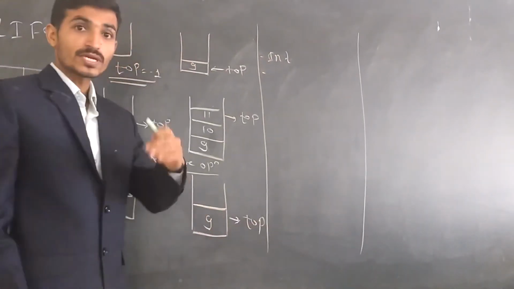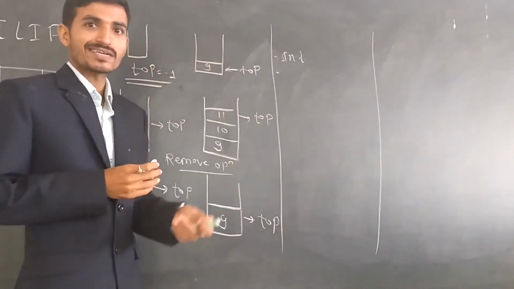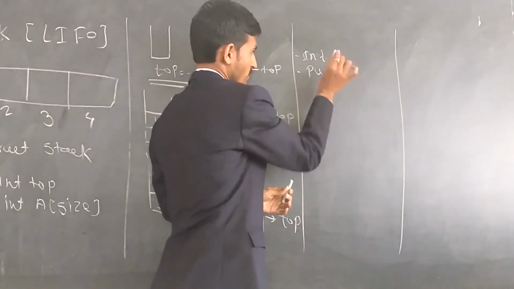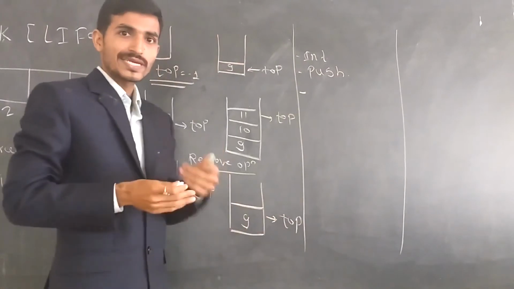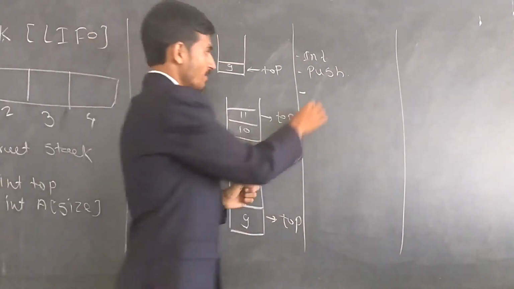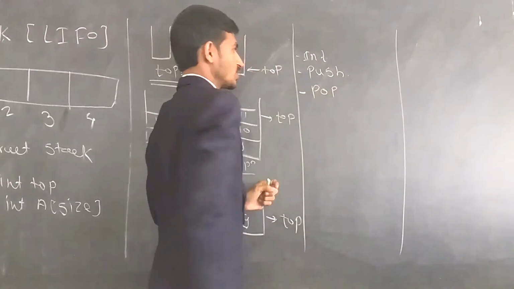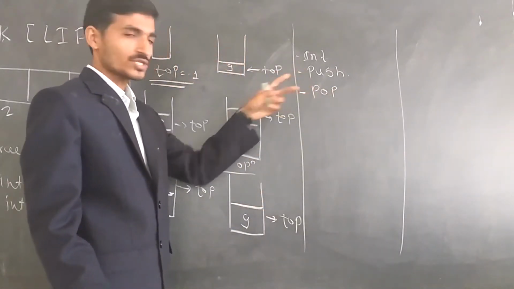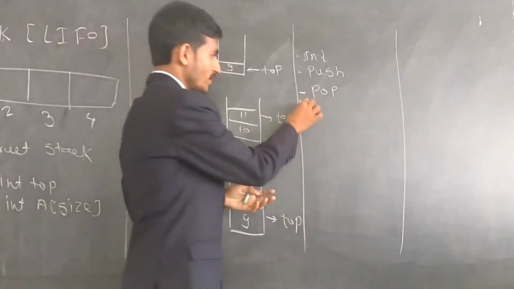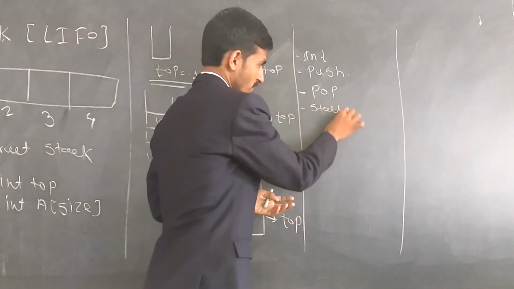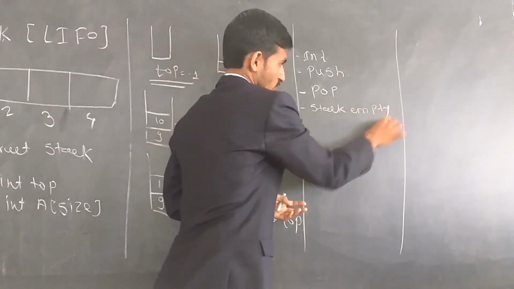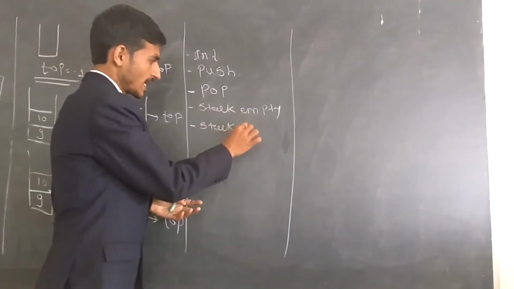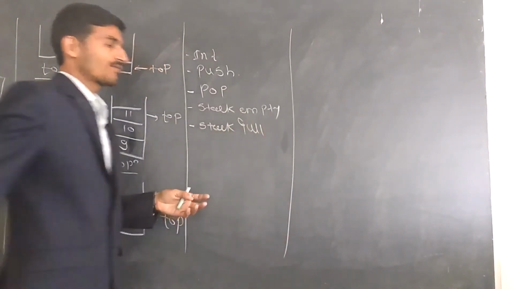Then I have to perform certain operations on a stack. If I have to insert data inside a stack, that operation we call a push operation. If I want to remove data from the stack, then I use the pop operation. So push and pop are the two operations inside the stack. For these operations we have to check two conditions: stack empty and stack full. We have to check these conditions while inserting and removing data from the stack.